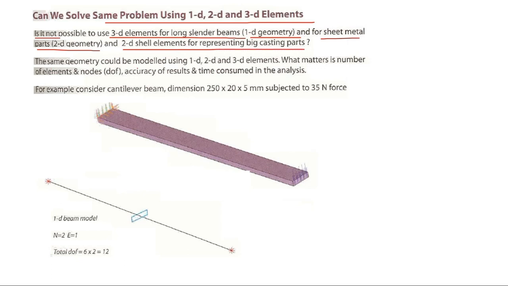The same geometry could be modeled using 1D, 2D, 3D elements. What matters is the number of elements and degrees of freedom, accuracy of results, and time consumed with the analysis. So you can represent it, but what matters is that the number of elements will increase, the number of nodes, and the accuracy of results and time consumed also vary.